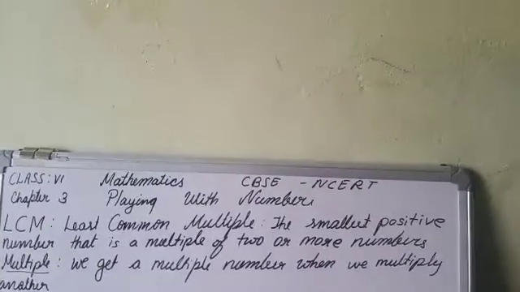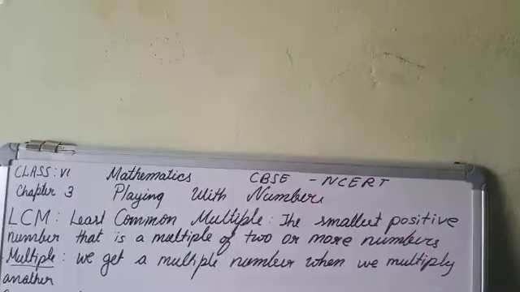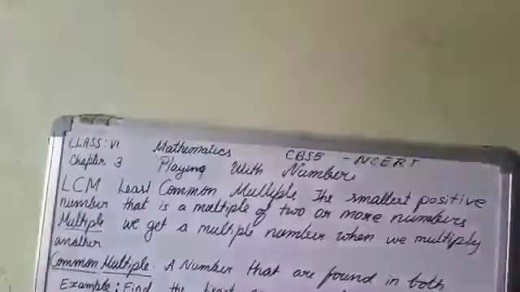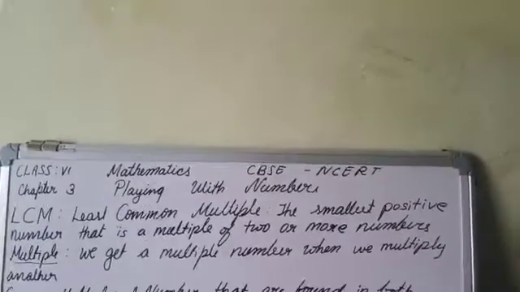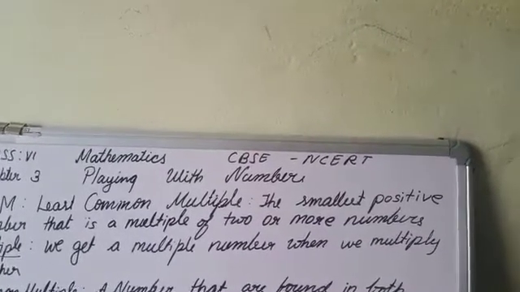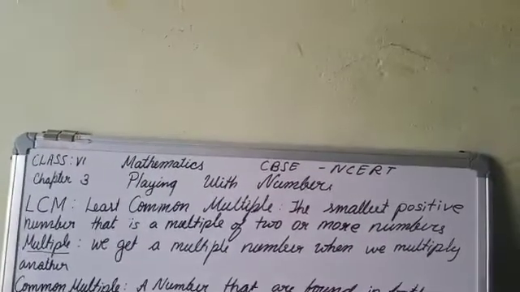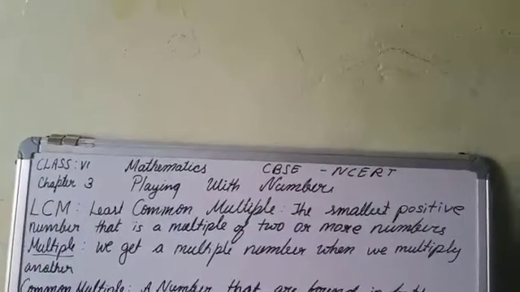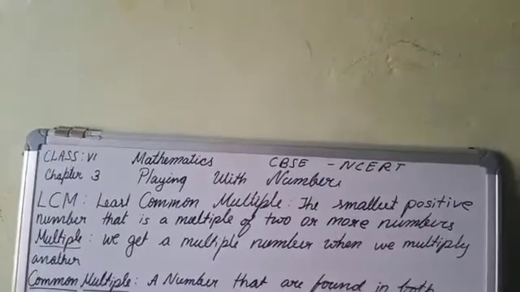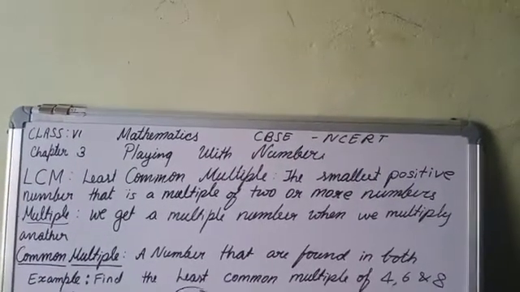What is a multiple? We get a multiple when we multiply a number by another number. What is a common multiple? A number that is found in all the given numbers' multiples. Common means, for example, human beings: everybody has two eyes. That is common. Like that, there are body parts, characters or speaking skills that will be common.